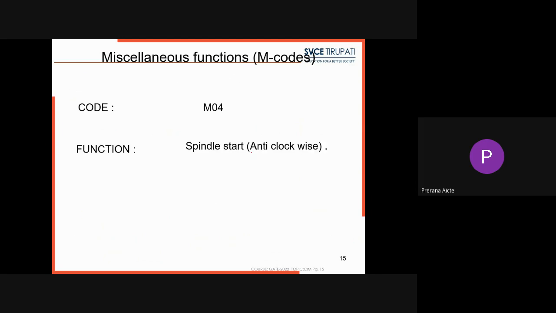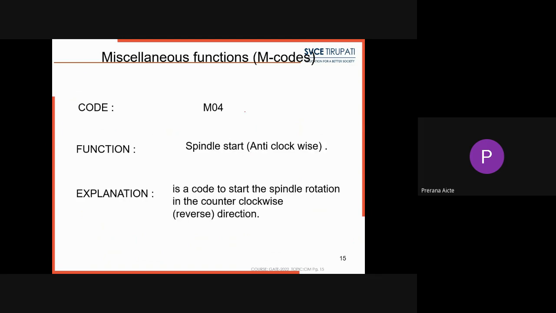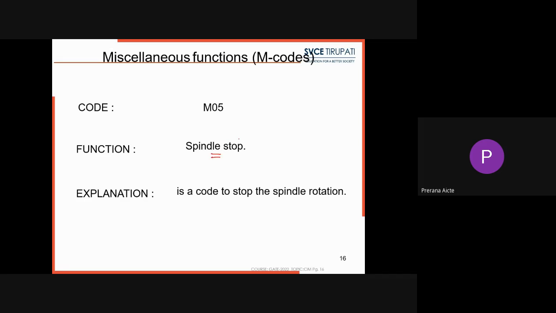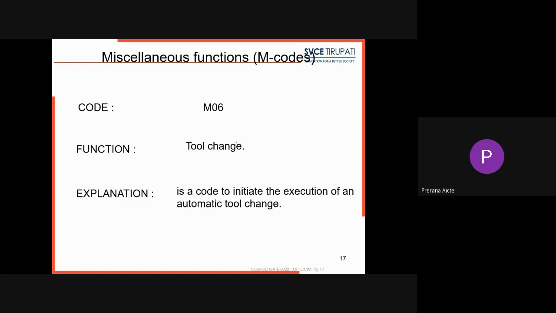The next code is M04. M04 suggests that the spindle has to rotate in an anti-clockwise direction. The next one is M05. M05 suggests that the spindle stops. That means the spindle has to stop. The next one is M06, which represents tool change.